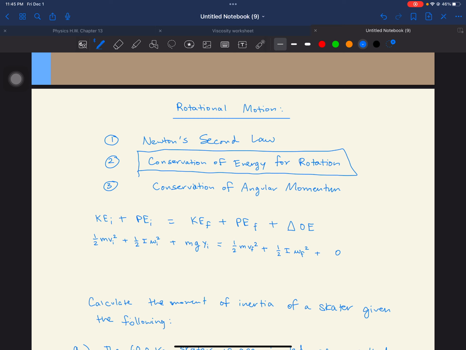For kinetic energy, there can be both translational and rotational energy. For translational, it'd be 1/2 m v_i squared, plus, for rotational, 1/2 I omega_i squared. For potential, it'd be the mass times gravity times y initial, which is the height. That would equal the kinetic energy final, 1/2 m v_f squared for translational, and 1/2 I omega_f squared for rotational. For this type of problem, we would have 0 as our change in other energy, such as nuclear, chemical, or thermal.